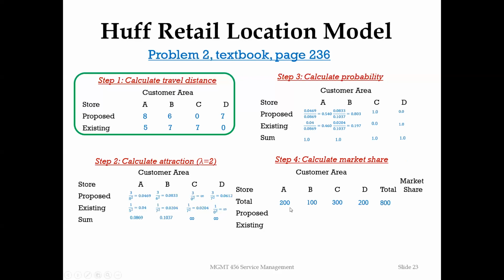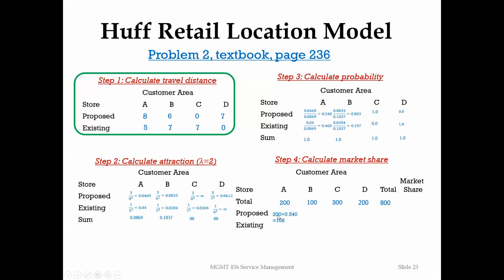Now let's look at each area. For those who live in customer area A, they will spend $200,000. The question is, how much of these $200,000 will be spent in the proposed store, and how much will be spent in the existing store? Obviously, we can use the percentages from step 3.